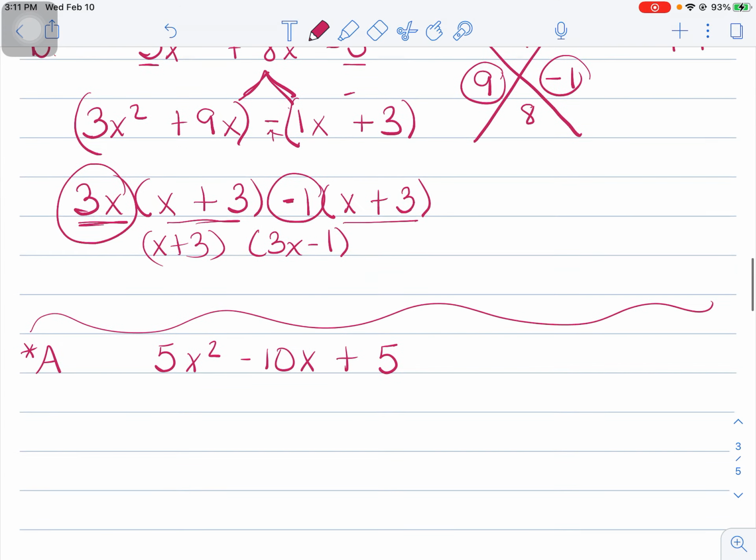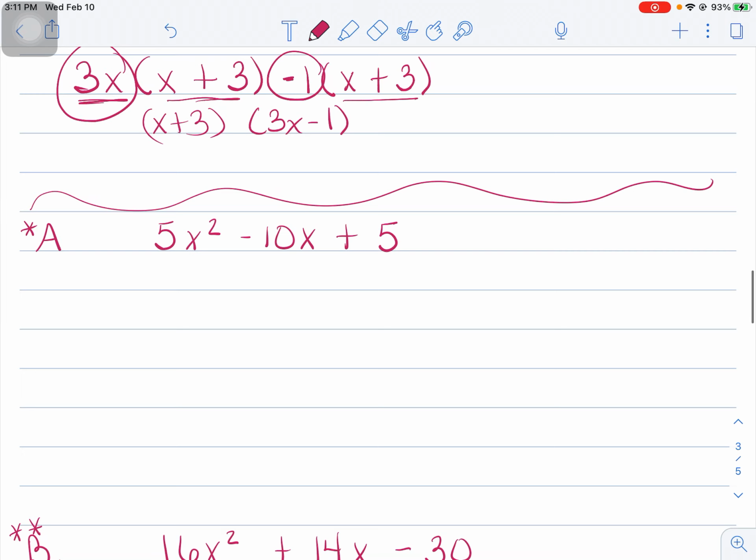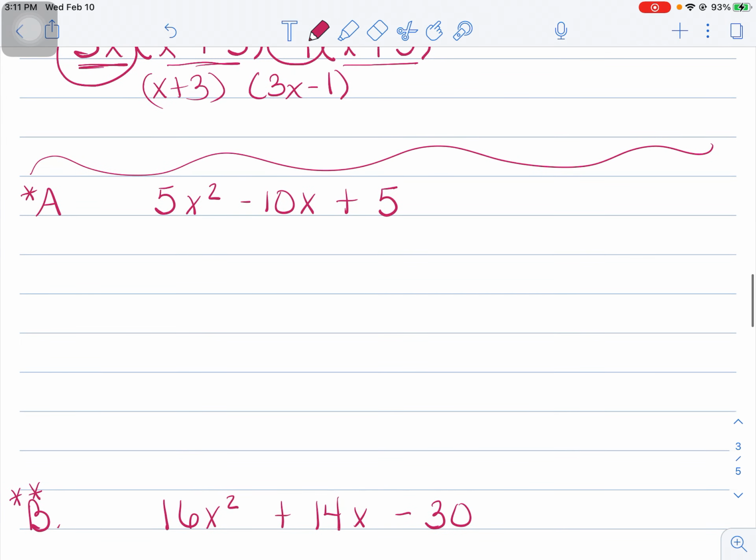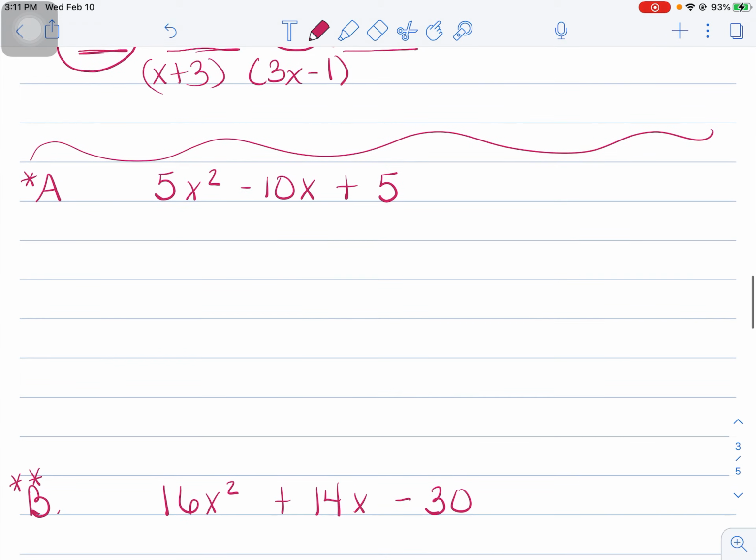Now, we're going to go to some that aren't necessarily as straightforward, because if we look closely, we can see all these terms, A, B, and C, actually have a greatest common factor that can pull out first. You should get in the habit of always looking for a GCF. So I know that I can pull out a 5 first and factor it down smaller. So I'd end up with x squared minus 2x plus 1.